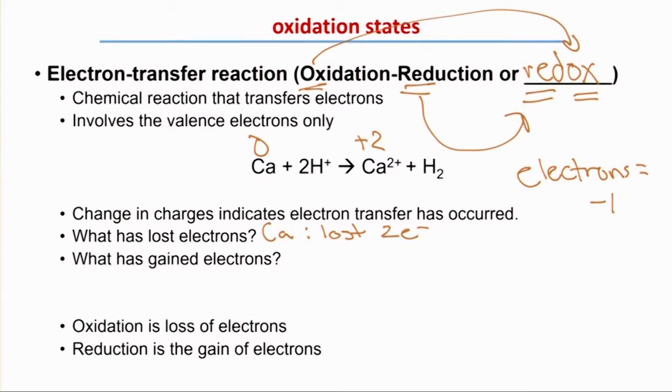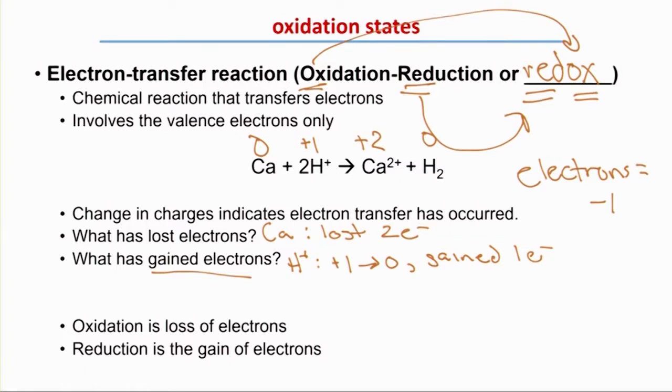Let's look here. It starts at a +1 charge, and then over here is no charge. So in order for the H+ to go from a +1 to a 0, it must have gained 1 electron. Now there's 2 of them, so they each have gained an electron. And so that shows us that the H+ has been reduced.